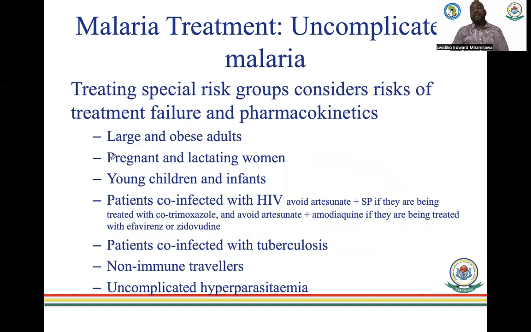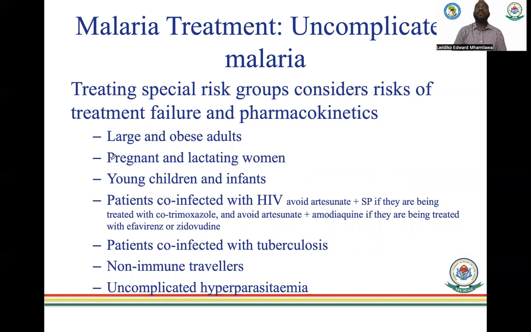Now, these are other special risk groups that are important to consider, because they are at high risk of treatment failure, either because of abnormal pharmacokinetics or because of drug-drug interactions. People who are large and obese adults. So large people who just have a big body mass and are not obese are usually given just a normal dose dependent on their weight for ACTs.